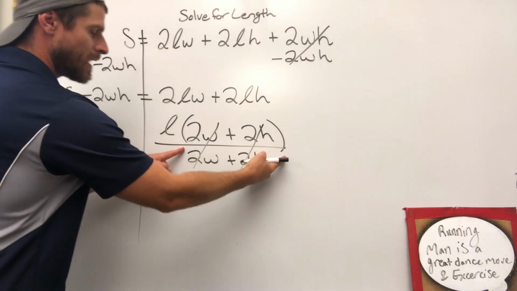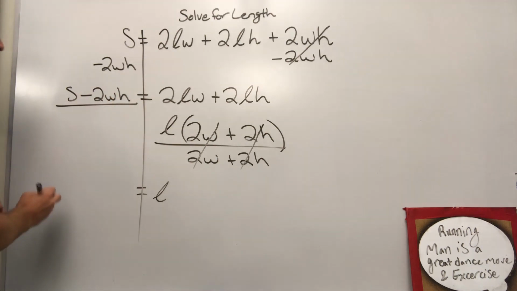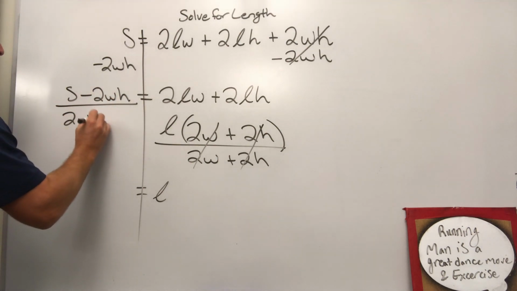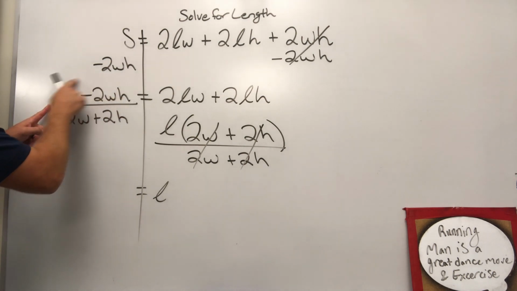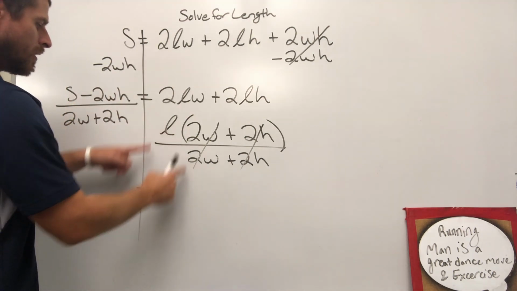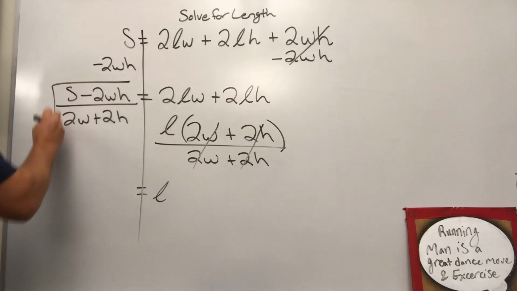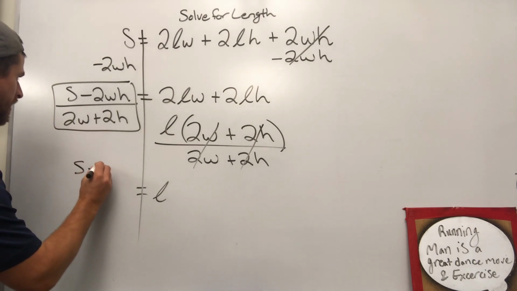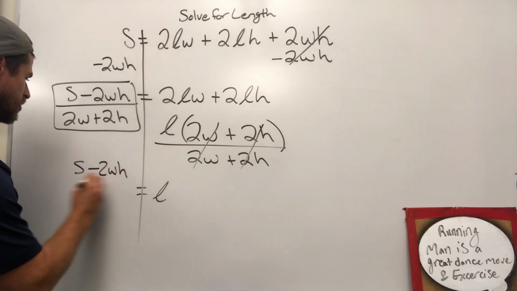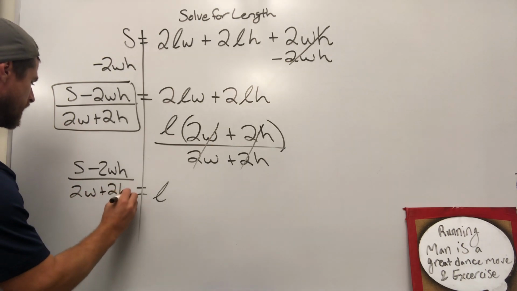That means if I'm going to divide the right side by this, I need to divide the left side by this as well. So I'm going to take a division bar. I'm going to write 2W plus 2H underneath this expression. And now I have L all by itself, isolated on the right side. I'm going to take all that information on the left, bring it down. So we could take our surface area minus 2WH over 2W plus 2H.